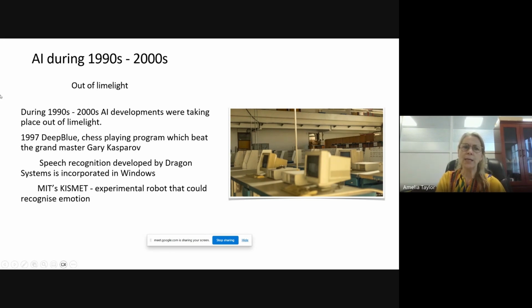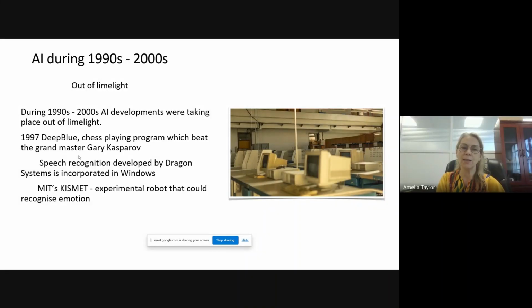And also when it comes to AI, during that period, the 1990s and the 2000s, AI was really kind of out of the limelight. The symbolic logic kind of topic wasn't really what people were talking about. And a lot of AI developments were taking place, again, kind of silently. So I'm giving some examples here.